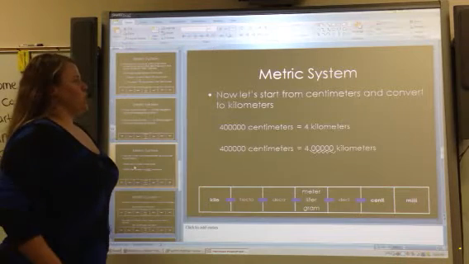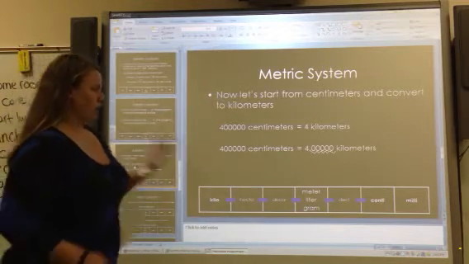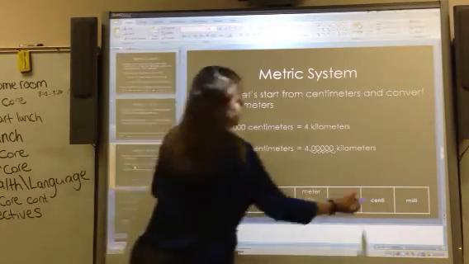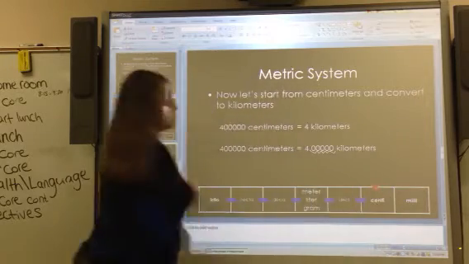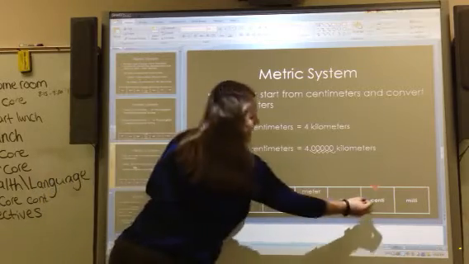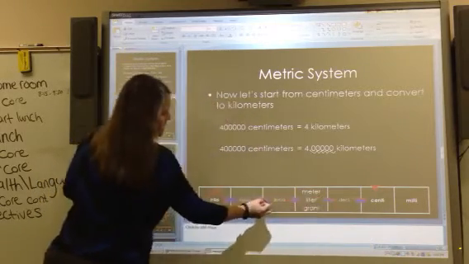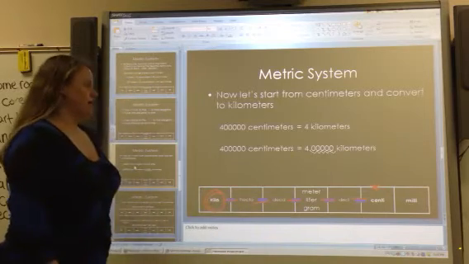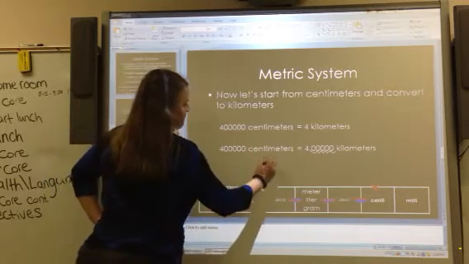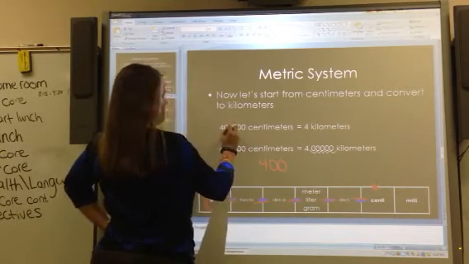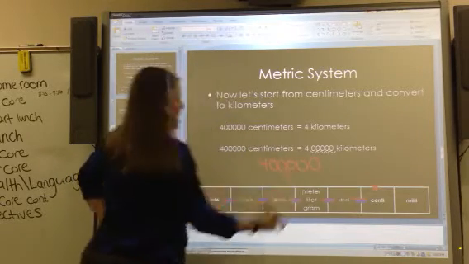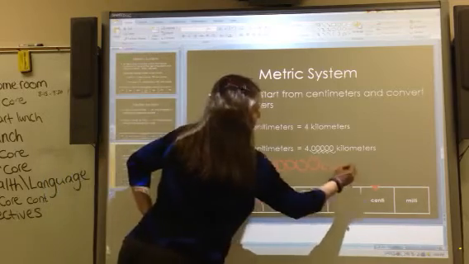All right, so now we're going to do centimeters to kilometers. Starting at centimeters, and going all the way down here, you see that we pass through 1, 2, 3, 4, 5 places that we move. So if our example was 400,000 centimeters, we want to know how many kilometers that is.